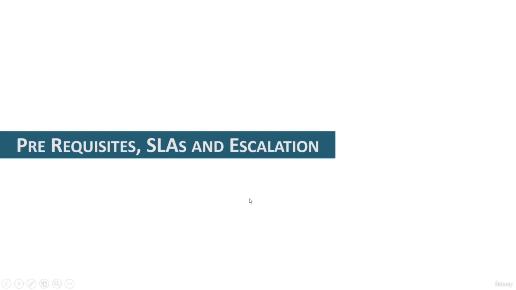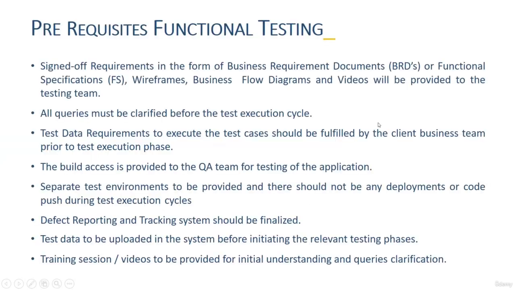So after that, you need to specify the prerequisites, SLA, escalations, and here you need to specify the sign-off requirements: the business requirement, the BRD, the functional specification, the wireframes, the business flow you are expecting from your client. They need to provide us the flow diagrams and videos to understand the JDOT application better, and all queries must be clarified before the test execution phases. We are also expecting from the JDOT management that they will provide us the test data requirement. Tests should be fulfilled by the client business team.